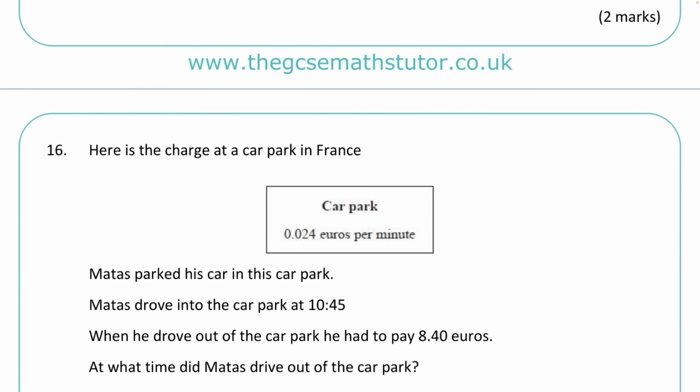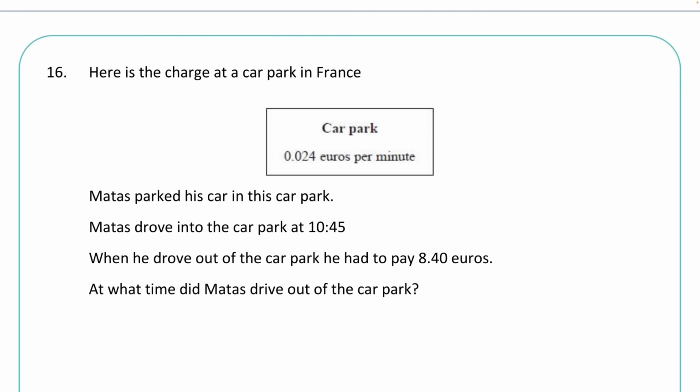Okay, on to our next question. So it says here is the charge at a car park in France, and the car park is 0.024 euros per minute. Matas parked his car in this car park. Matas drove into the car park at 10:45. When he drove out of the car park, he had to pay €8.40. At what time did Matas drive out of the car park?